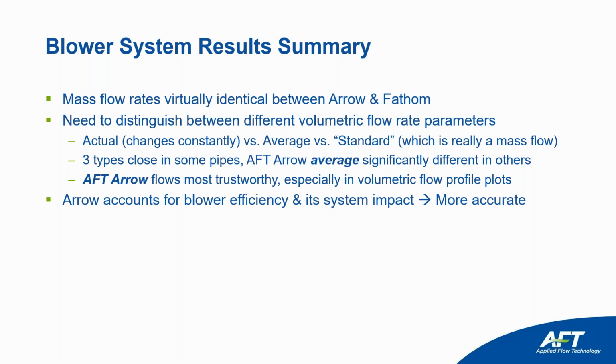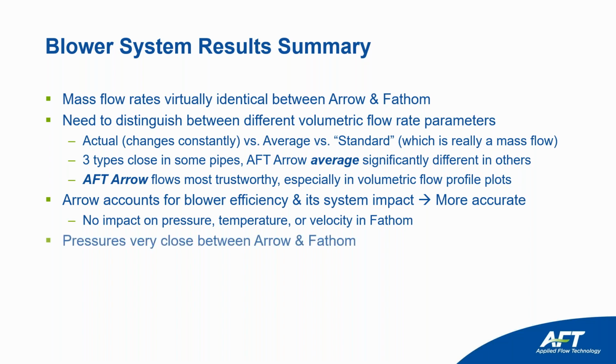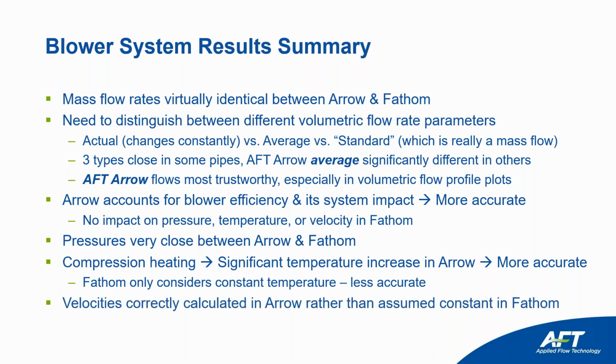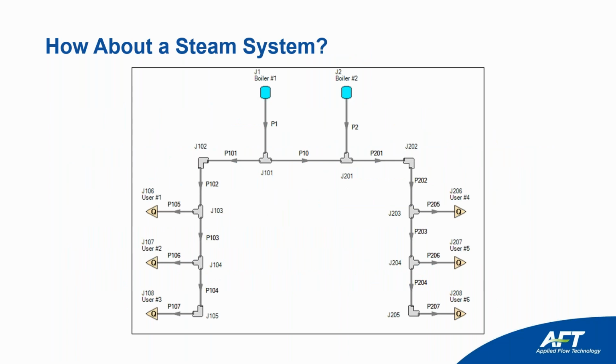Aero is accounting for blower efficiencies and compression thermodynamics. You're not going to see an impact of that in Fathom, but you will see an impact of that in Aero. And it showed that the pressures were close for this specific system. Compression heating is significant. Fathom only considers constant temperatures, and then your velocities are correctly calculated in Aero, and there you go.